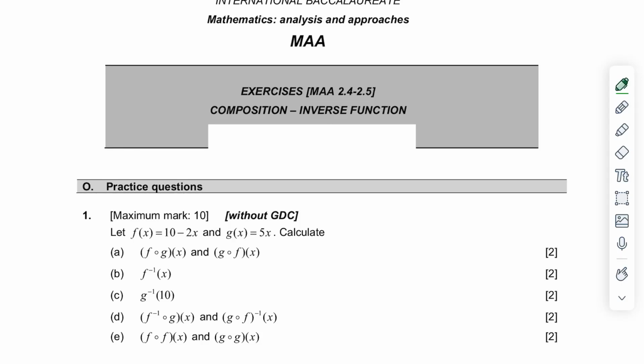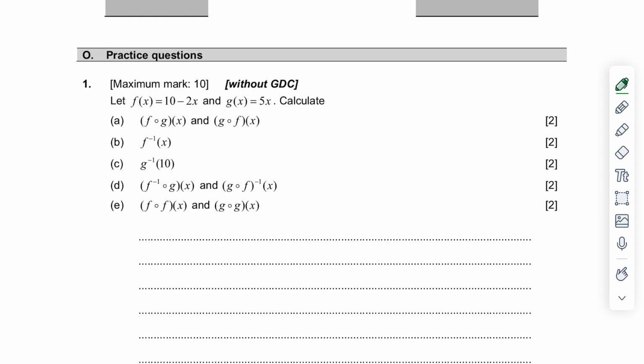So welcome. This is a worksheet based upon functions, but the subtopic is inverse functions and composition of functions, composite functions. So now coming to the first question, he's asking f of x is 10 minus 2x and g of x is 5x. What is f circle g of x?